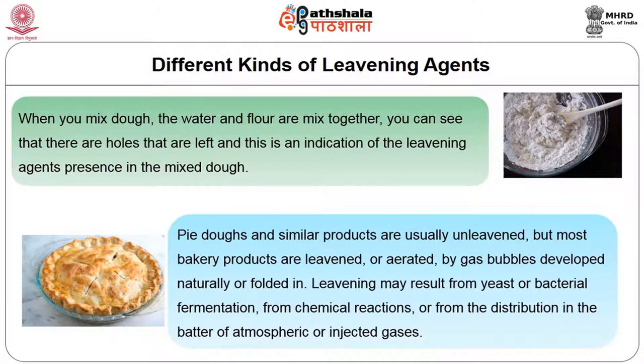Pie doughs and similar products are usually unleavened, but most bakery products are leavened or aerated by gas bubbles developed naturally or folded in. Leavening may result from yeast or bacterial fermentation, from chemical reactions, or from the distribution in the batter of atmospheric or injected gases.